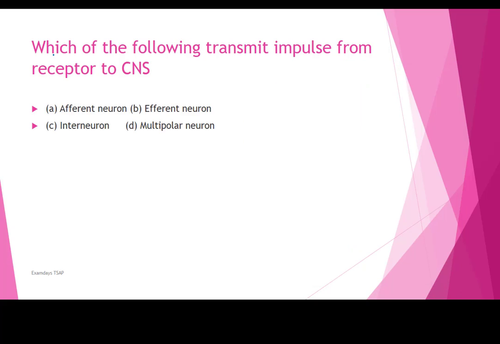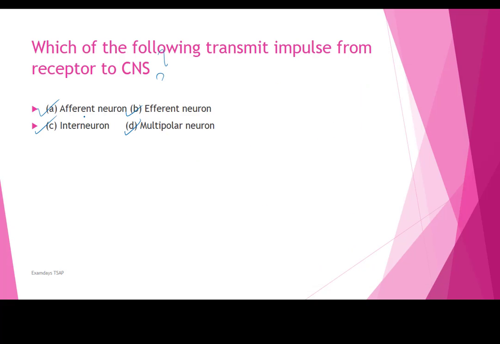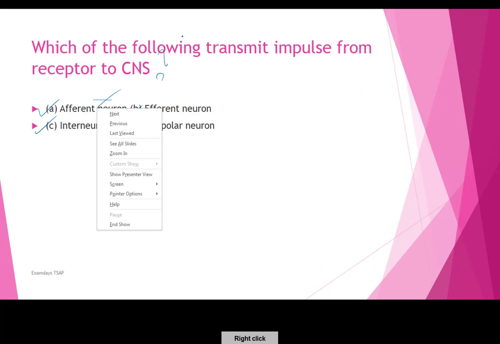Moving on to the next question: which of the following transmits impulses from receptor to CNS? Your options: A, afferent neuron, option B, efferent neuron, C, interneuron, and D, multipolar neuron. Your correct answer is option A, afferent neuron.